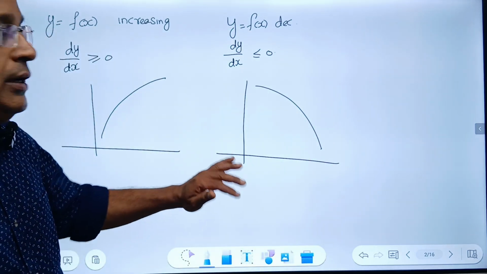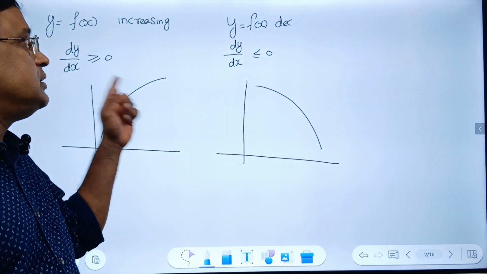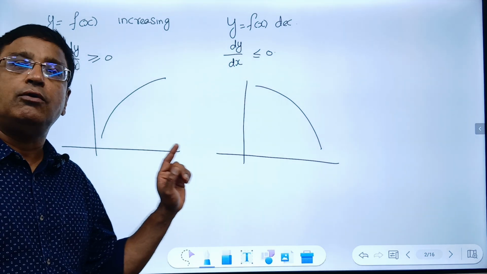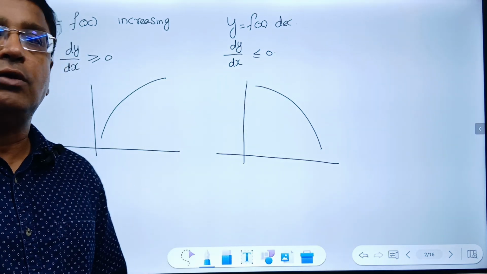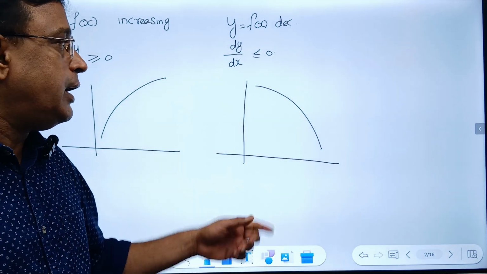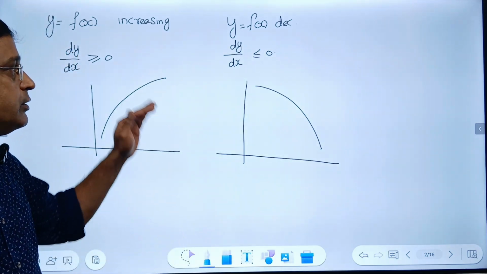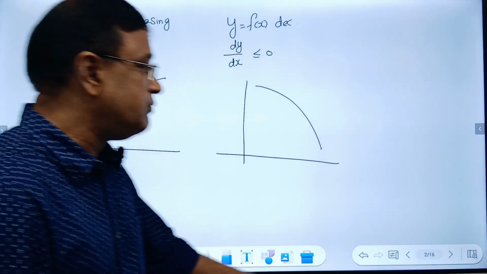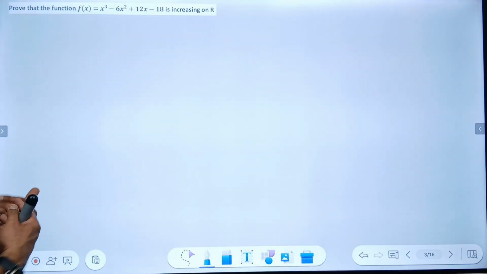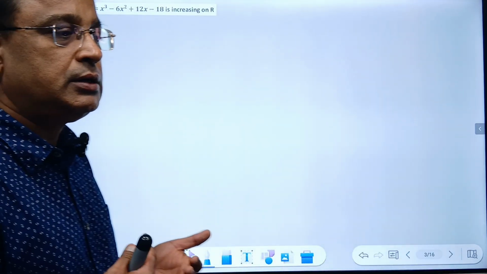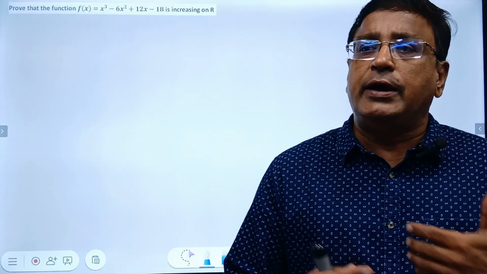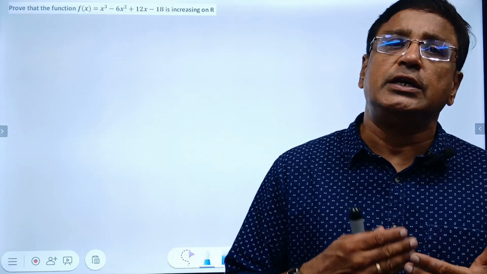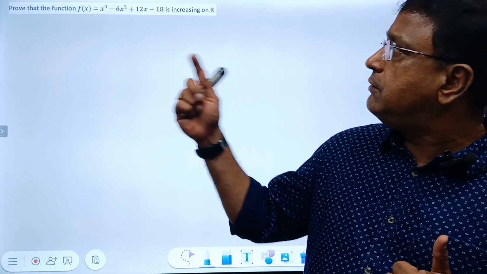I have given a detailed explanation of increasing and decreasing functions in part 1 of application of differentiation, which I will put in the description box. In case you have a doubt, you can always refer to that. So I don't want to waste time giving the introduction again. This is a continuation of what we have done in parts 1, 2 and 3, where we found the interval in which the function is increasing or decreasing. But here we are going to prove.